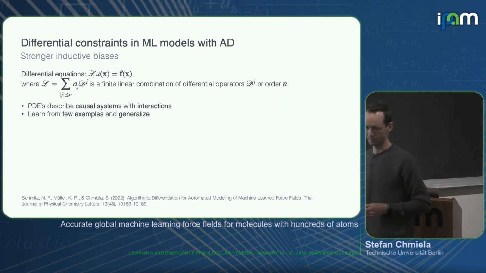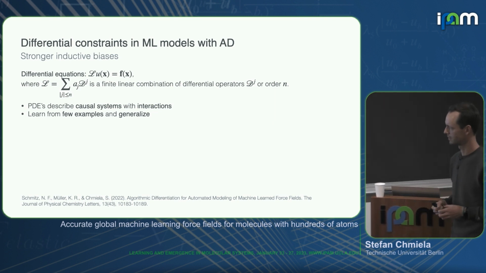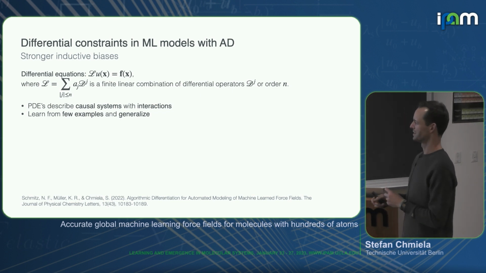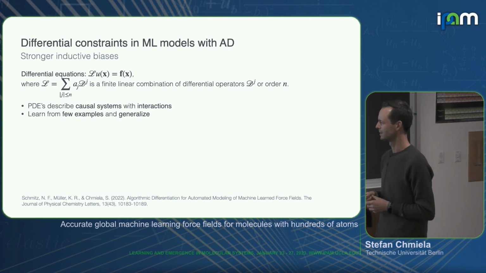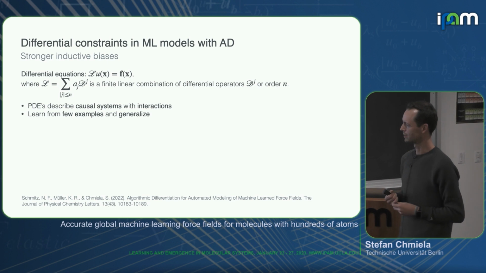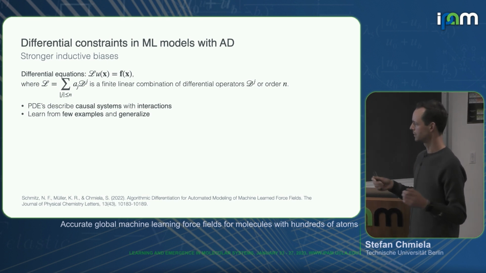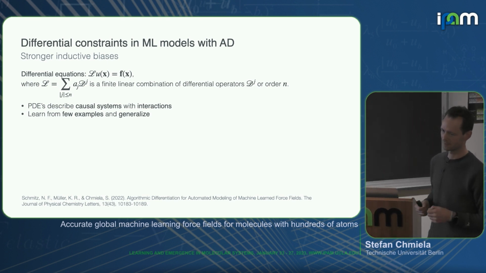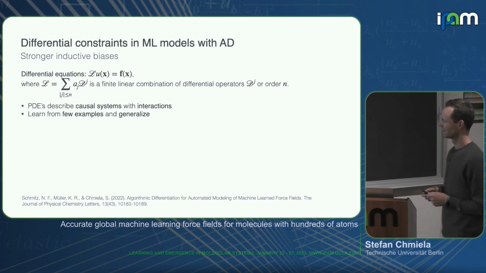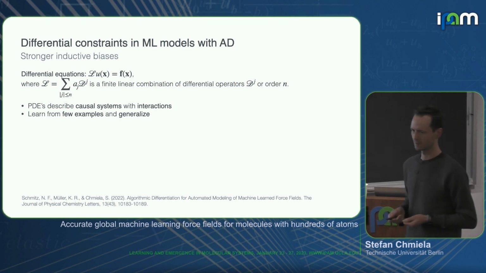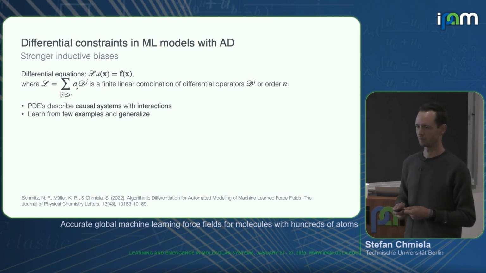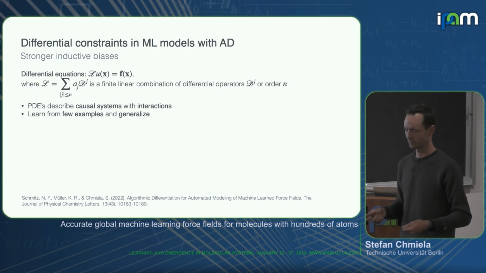I think this is a phrase that I heard in one of Max Welling's talks somewhere. He says that PDEs appear everywhere: almost every time a causal system interacts in some way, PDEs emerge and can be used to describe the system. And of course, as with any inductive bias, the benefit of introducing them into the model is that we can learn from only a few examples, generalize in a robust way, and trust those models more.